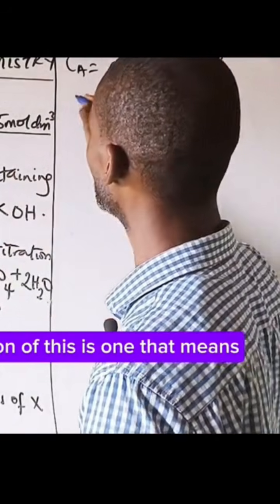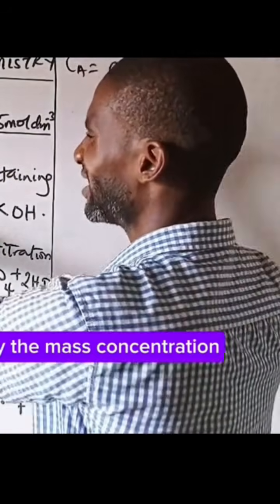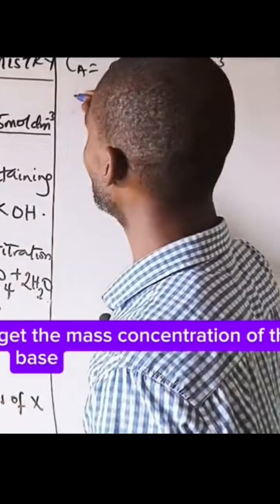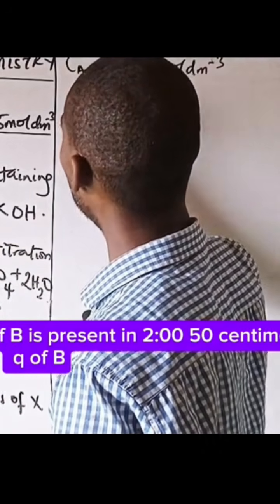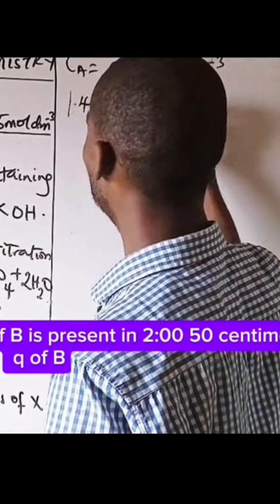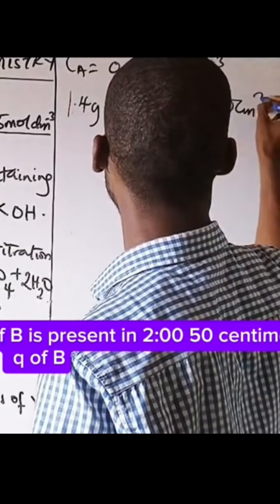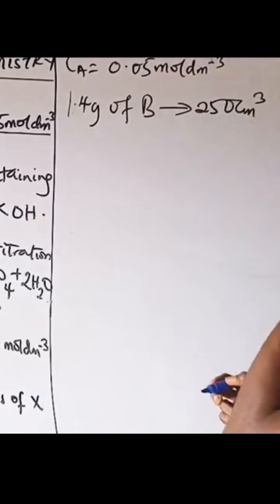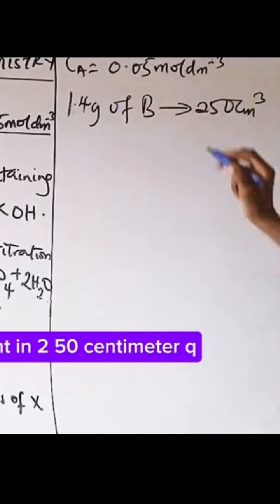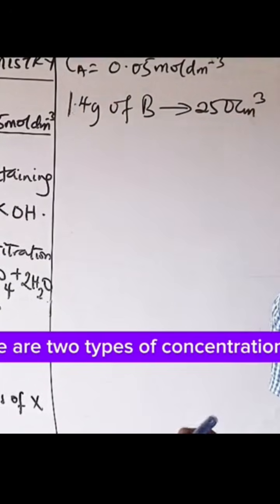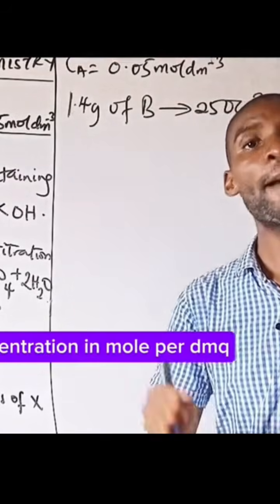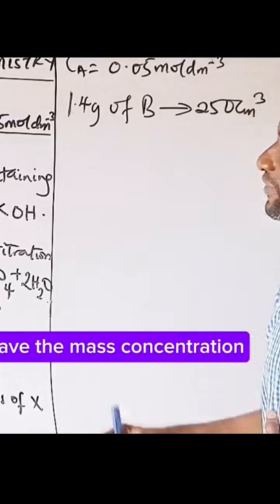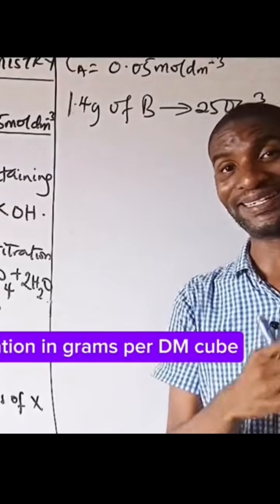So the interpretation of this is, so this is actually the mass concentration. All right. This will help us to get the mass concentration of the base. So for the base, 1.4 grams of B is present in 250 centimeter cube of B. 1.4 gram is present in 250 centimeter cube. Now, concentration, there are 2 types of concentration. There is molar concentration, which is the concentration in mole per dm cube. And then we also have the mass concentration, which is concentration in grams per dm cube.